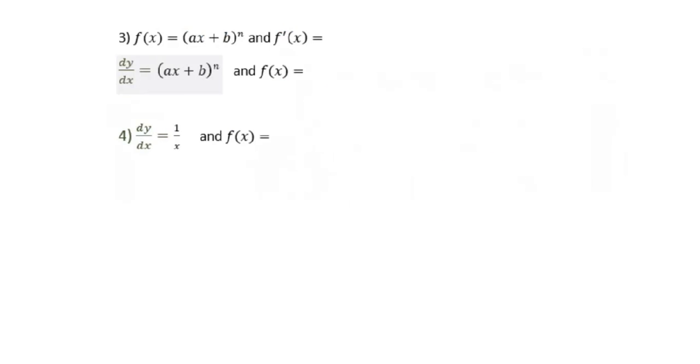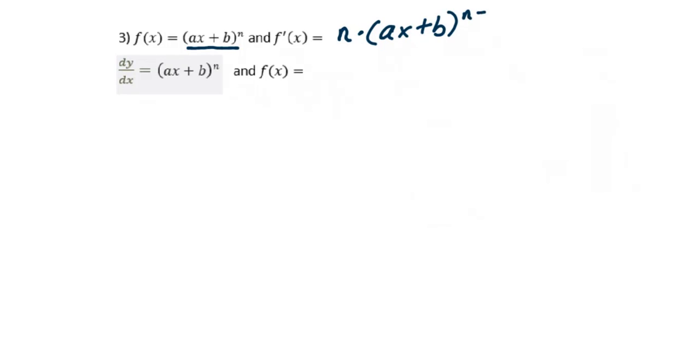Now let's look at the third one. f of x equals ax plus b to the nth power, and f prime equals? We have to use the chain rule to figure out the derivative. So we drop down this n, then it's ax plus b to the n minus 1th power times the derivative of ax plus b, which is a.